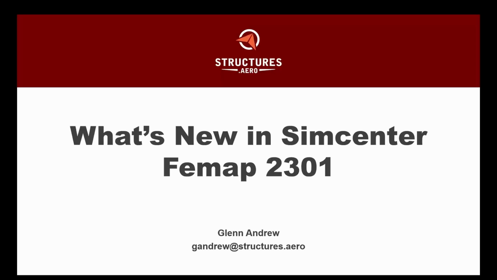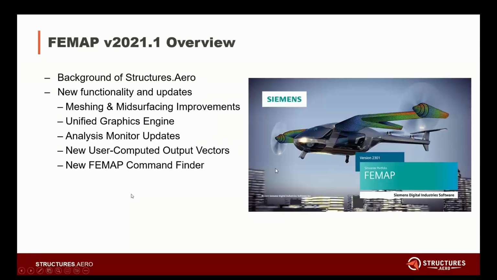So today we're going to talk through a bunch of updates, and we're just going to jump right in and try to get through some of these exciting new updates. First off, if you're familiar with these webinars, we'll quickly talk through the background of Structures.aero, and then we're going to jump into new functionality and updates for this release. Some of the biggest changes, at least from our perspective, are meshing and mid-surfacing improvements. There have been some extra capabilities added to some of the commands available in Femap there.